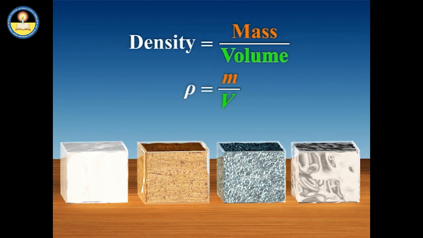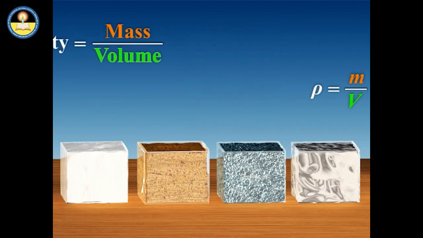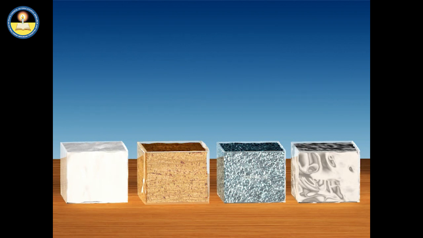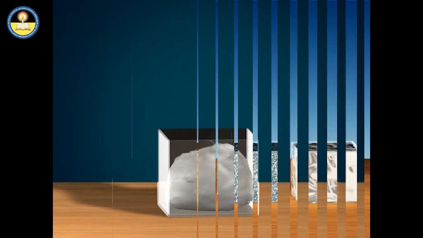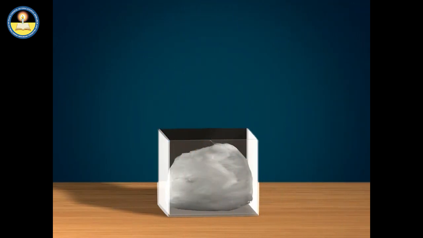Density of a substance is obtained by finding the ratio of its mass to its volume. In SI units, it is measured in kilogram per cubic meter, and in CGS system, its unit is gram per cubic centimeter. Here is some cotton kept in a container occupying almost whole of the container.